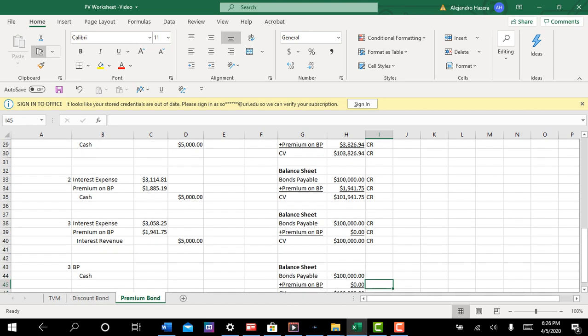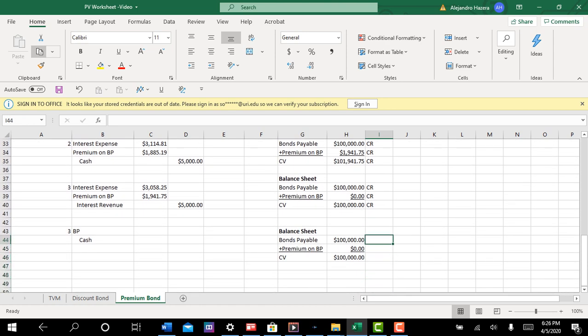Okay. And then the final journal entry that you have to make is you have to pay off this $100,000 bond payable. So I'm just going to say 100,000 here. I'll just put it in. And then obviously cash goes out. And your final carrying value is bond payable is 0 and premium is 0.